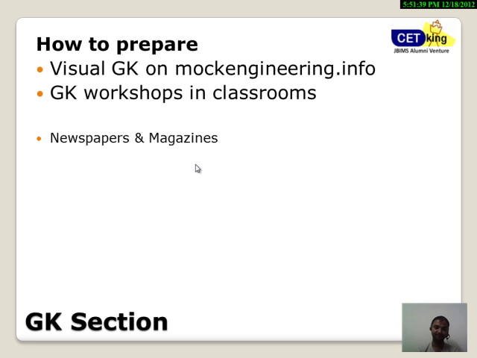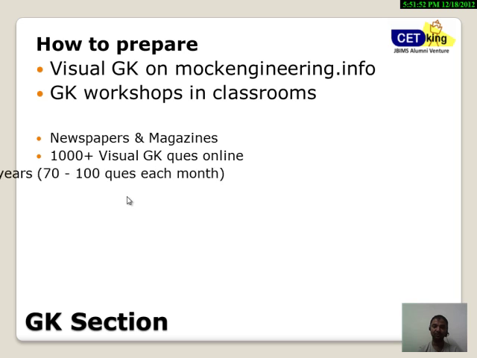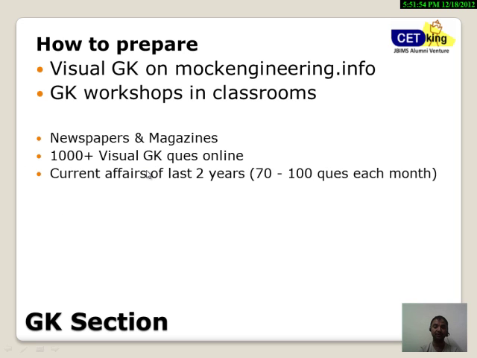Reading every day. There are around 1000 plus visual GK questions online. We normally teach GK via visual diagrams. We'll give you one diagram and you have to prepare the questions based on that. Around current affairs, the last 2 years of current affairs are on the site, around 70 to 100 questions per month. That's a very good thing to do. So around 2000 questions based on this.